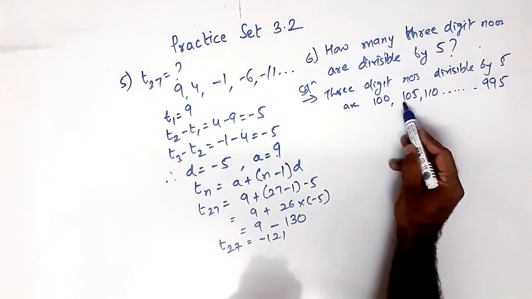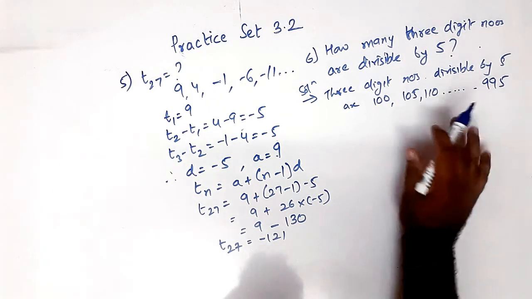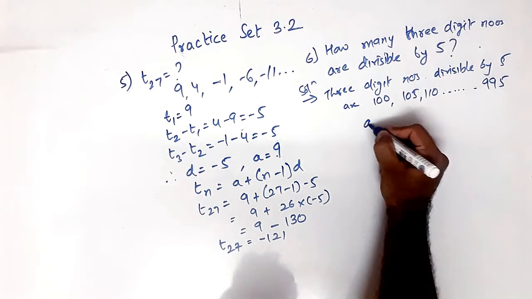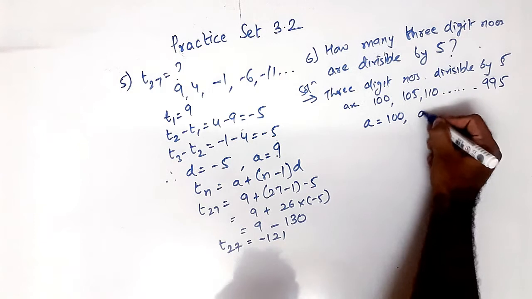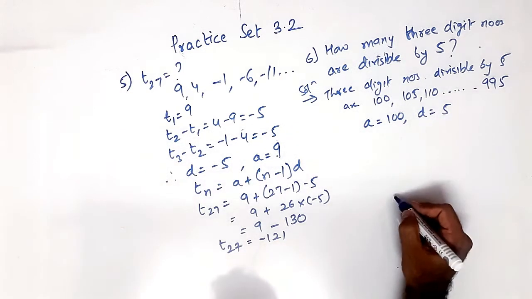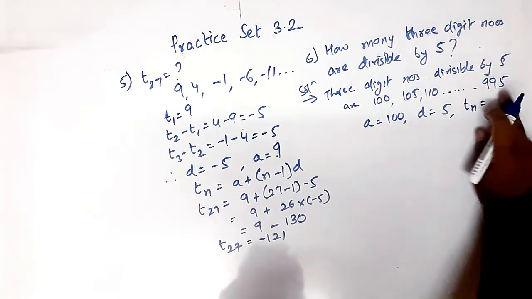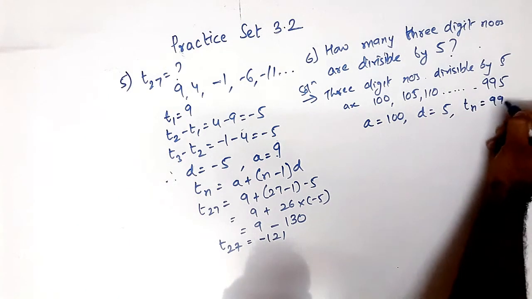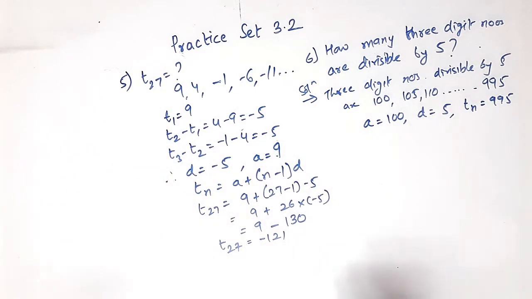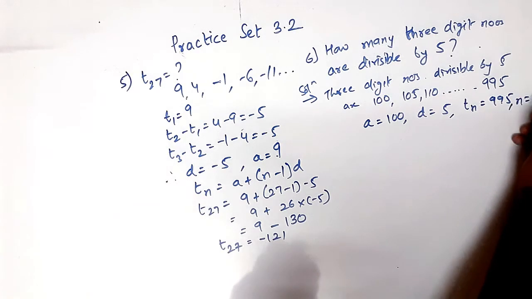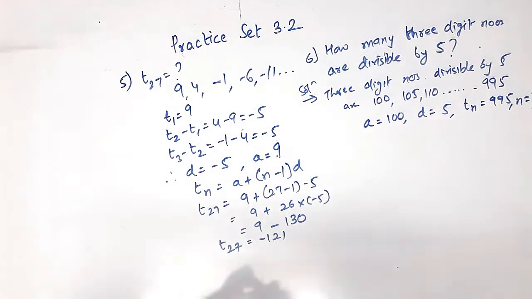So we don't know how many numbers in all will be there that are divisible by 5. Okay, so we can do it by formula. We'll write here a is equal to 100, d is equal to 5. Okay, so I'll write here Tn, meaning we know the last term. Tn is what? 995, correct? N we have to find, so I am writing here n equals question mark.